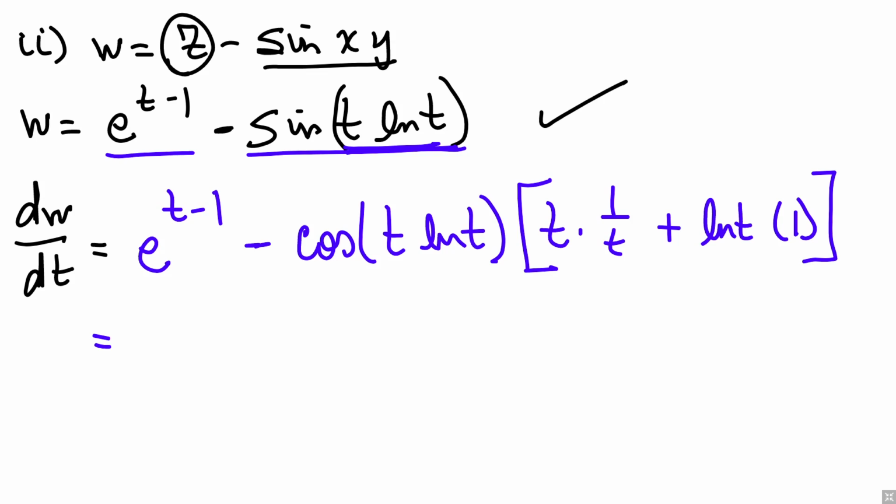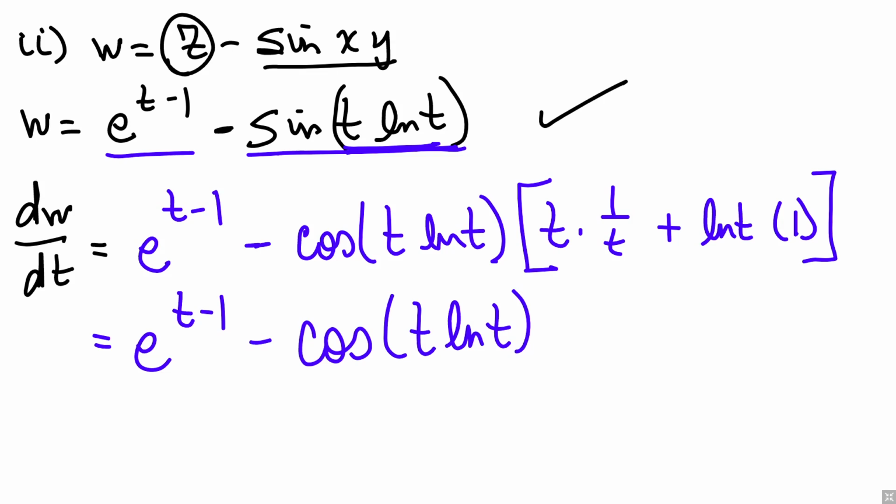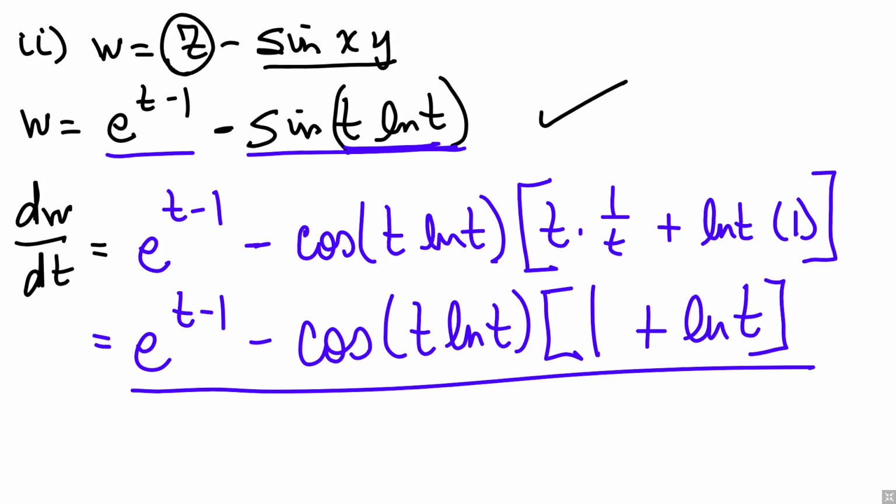And we can clean this up a little bit. So we have e to the t minus 1 minus the cosine of t times the natural log of t times 1 plus the natural log of t. Okay, so this will be the derivative this way. Okay, any questions?